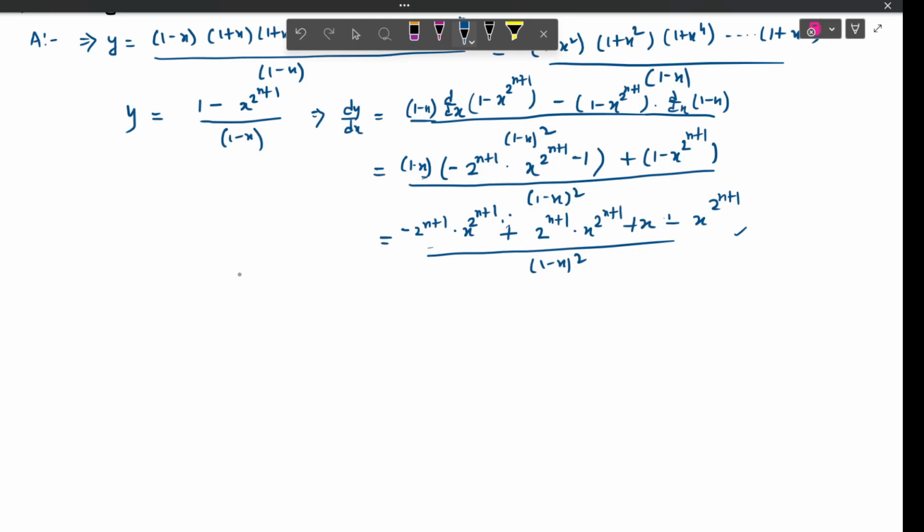Now let us see our next question, question number 2. Question number 2 is: if f of x is equal to mod of cos x minus sin x, find f dashed pi by 6 and f dashed pi by 3. Okay.